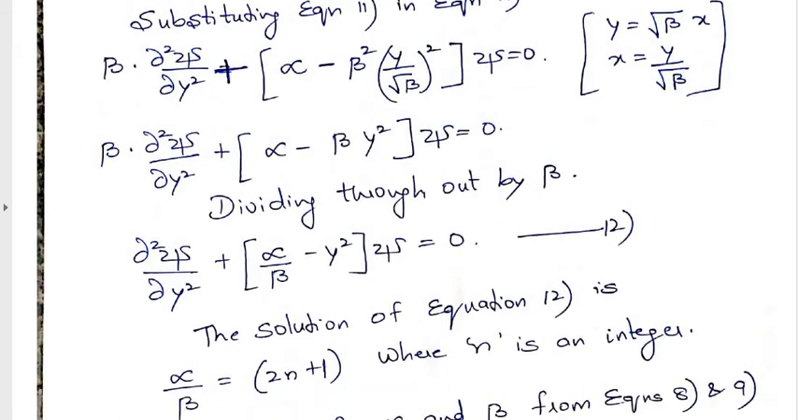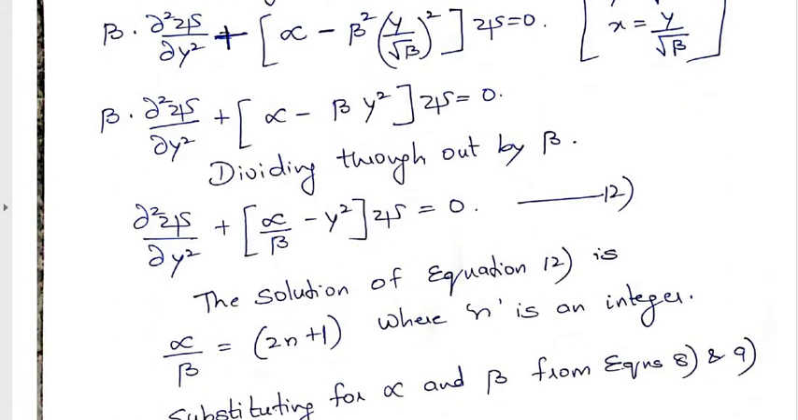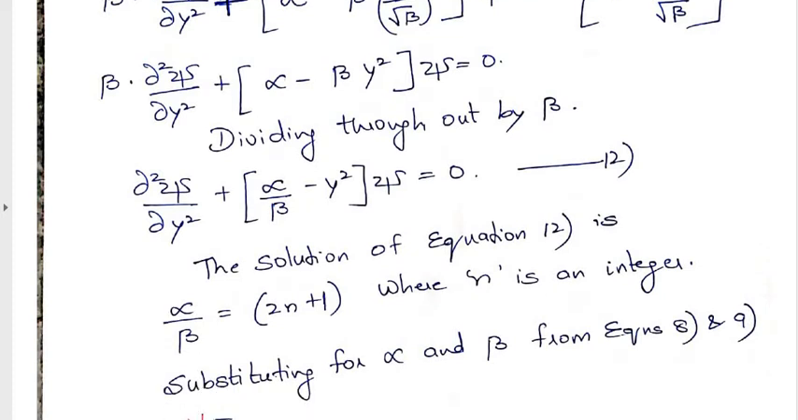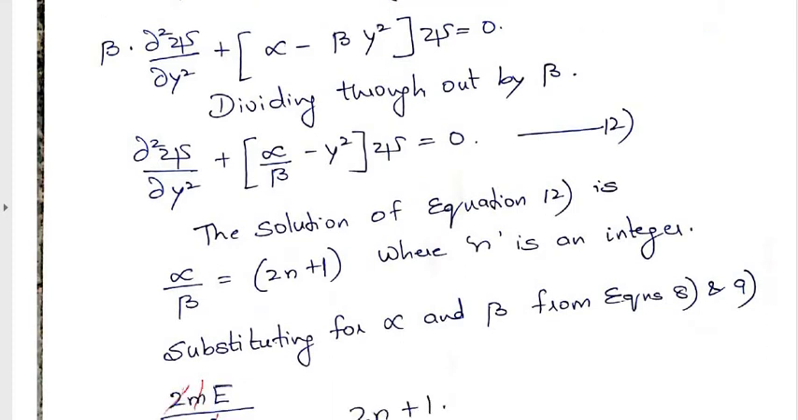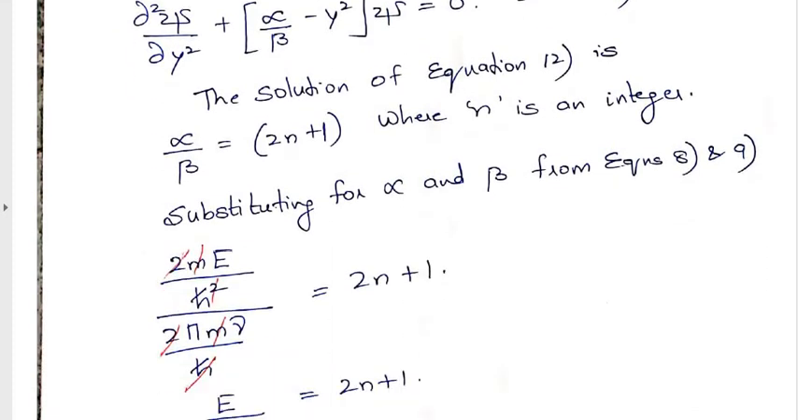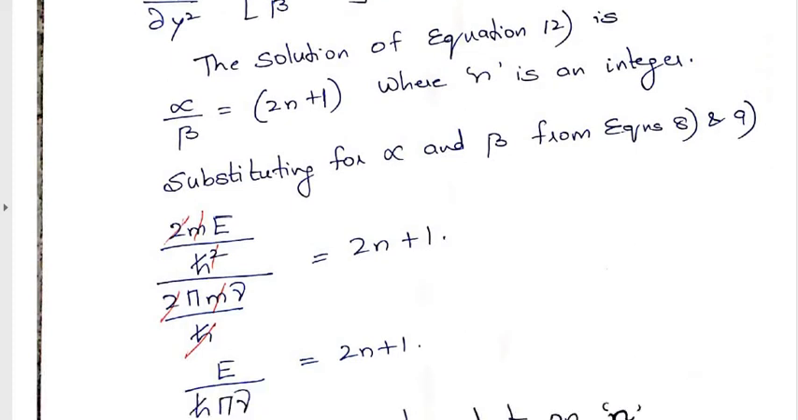So for this equation 12, the solution of this differential equation exists when alpha by beta is equal to 2n plus 1, where n is an integer. Now substituting for alpha and beta from equations 8 and 9, we have 2mE by h bar square divided by 2 pi m nu by h bar is equal to 2n plus 1. On simplification, we have E by (h bar pi nu) is equal to 2n plus 1.